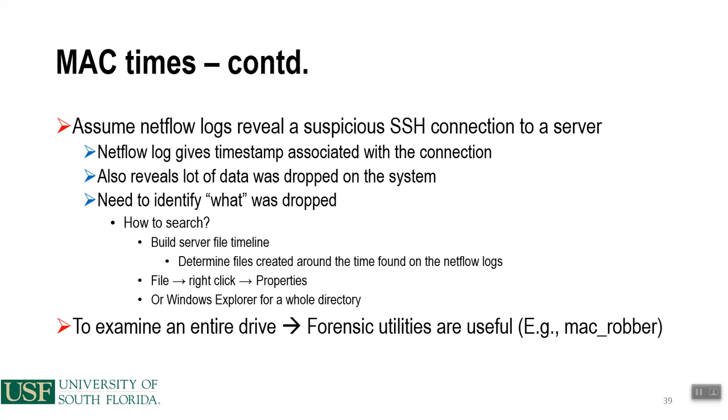So Netflow logs reveal a suspicious SSH connection to a server. Let's just go ahead and assume that. The Netflow log gives a timestamp associated with the connection. It also reveals a lot of data of what was dropped on the system. You need to identify what was dropped, but how do you search? You build a server file timeline, determining the files created around the time found in the Netflow logs. Right-click the file for properties, or use Windows Explorer for the whole directory. To examine an entire drive, you can use different types of forensics utilities such as MacRobber.